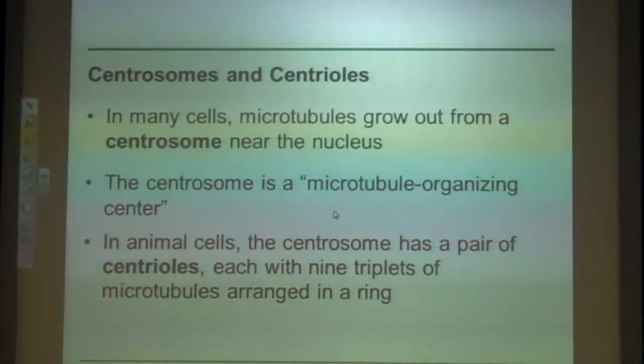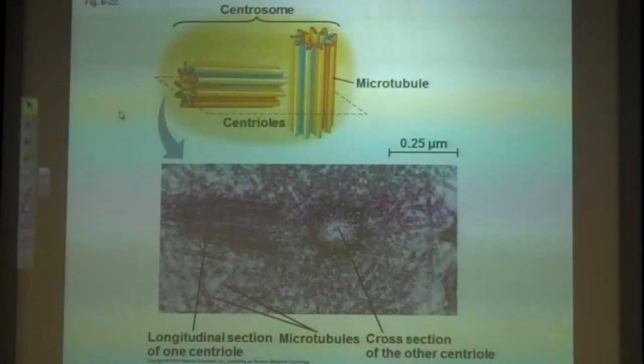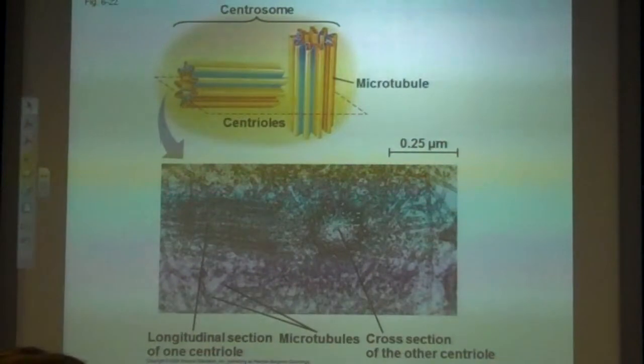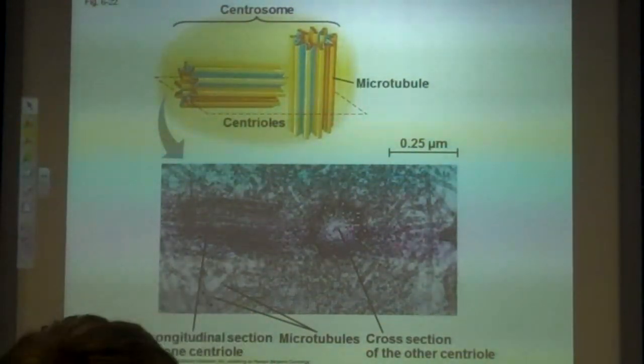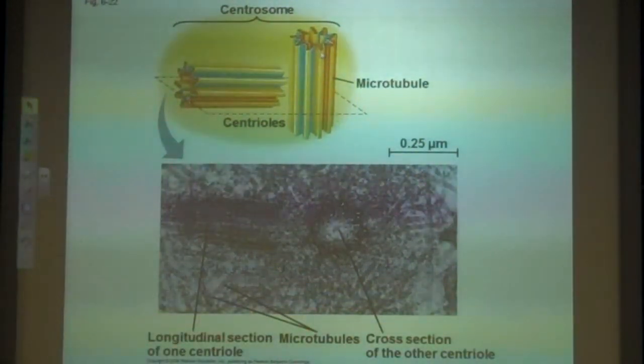Okay? The structure is that it's made of 1, 2, 3, 4, 5, 6, 7, 8, 9 triplets. Okay? I've seen picky questions like that, unfortunately. So centrioles, 9 triplets of microtubules.